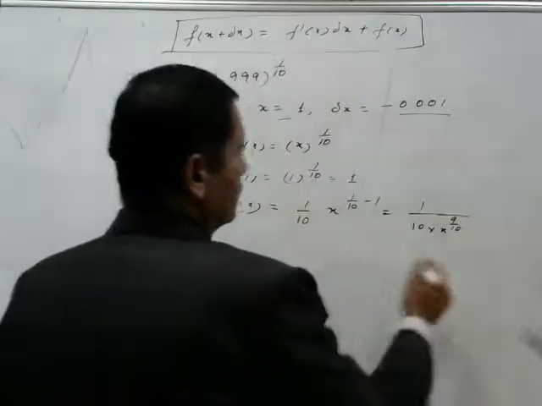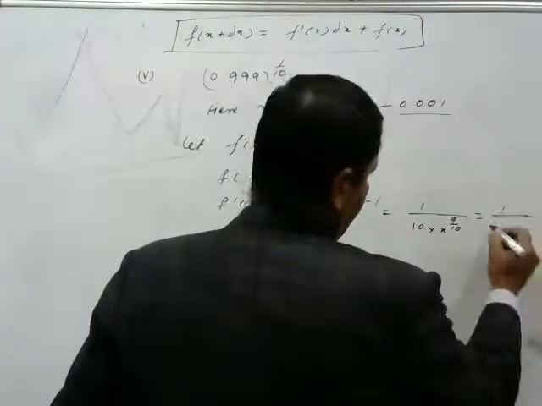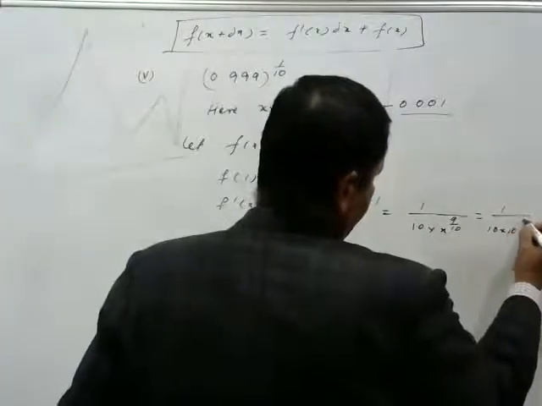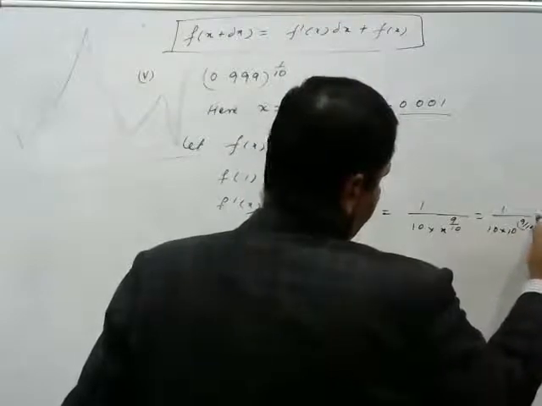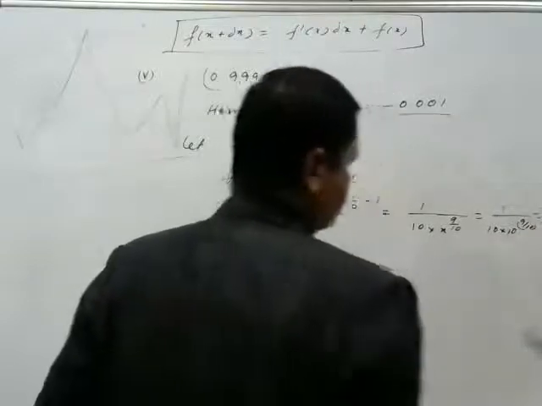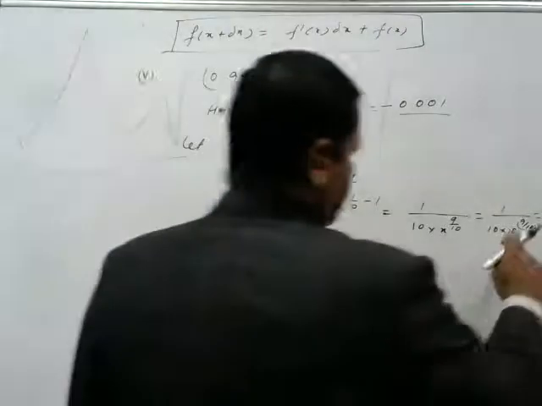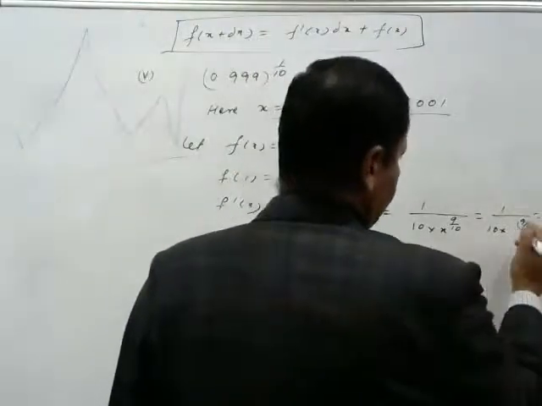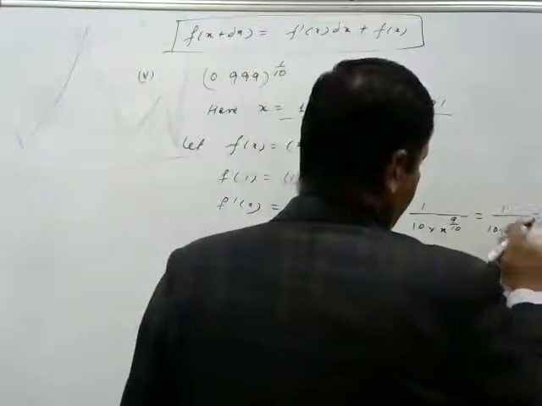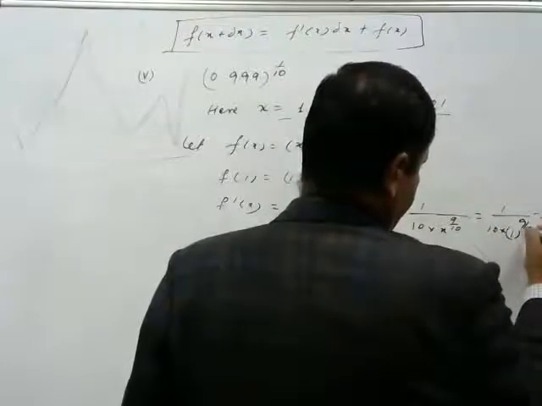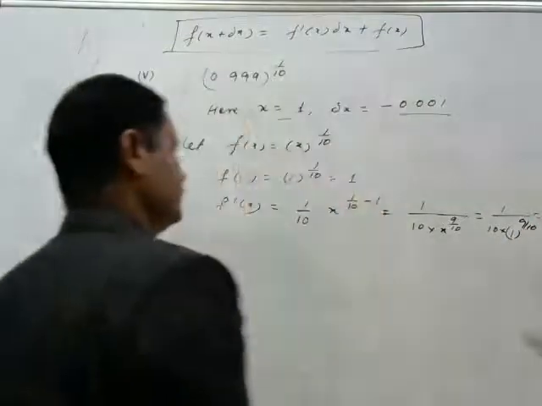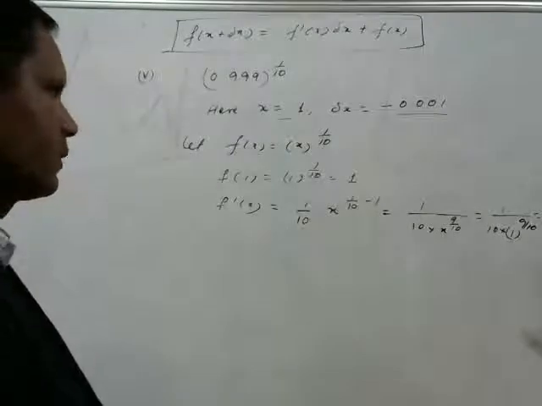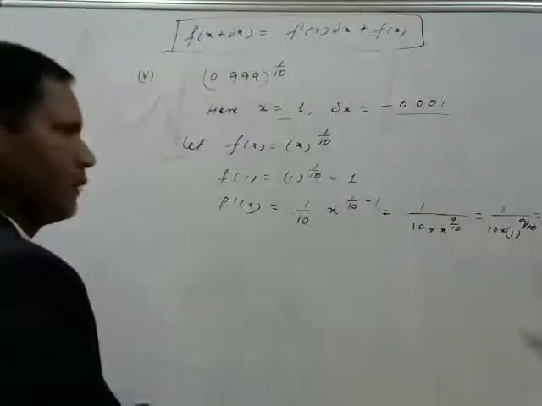Now x is 1, that's why it will give you 1 upon 10 into 1 to the power 9 by 10. It simply will give you 1 by 10. 1 to the power 9 by 10 is 1, and that will give you 1 by 10. So f dash of x is 1 by 10, and f of 1 is 1.